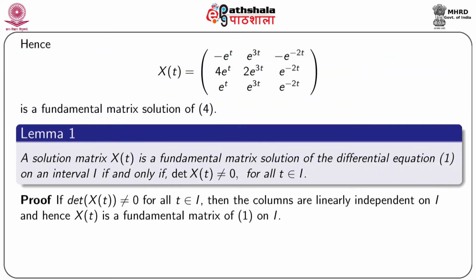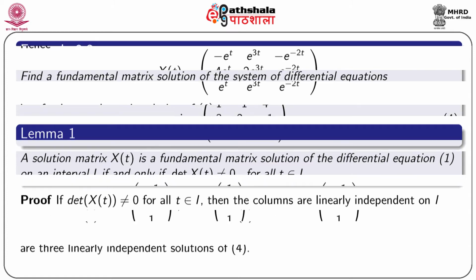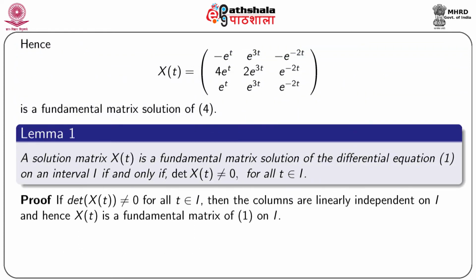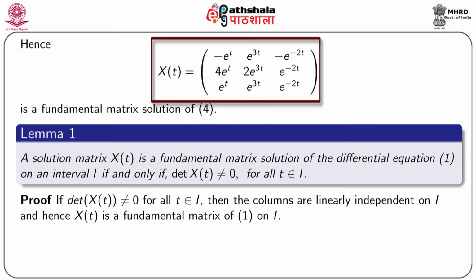And then it is easy to get your X(t) as your fundamental matrix of 4. So, all you have to do is the first component will be minus e to the power t, the second component will be e to the power 3t, the third component will be minus e to the power minus 2t. Next, it is 4e^t, 2e^(3t) and e^(-2t).